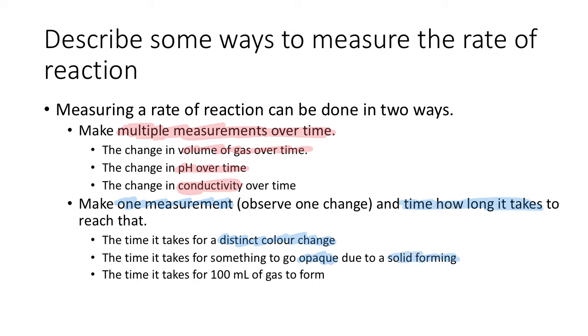And you can even say, okay, let's find out how long it takes for something to be produced or some certain value to change, like the 100 mils of gas. If you're producing gas, instead of measuring it at 20 seconds, 30 seconds, 40 seconds, you could just say, let's see how long it takes to get to 40 mils or 100 mils of gas to form. Then you just watch it as it produces gas, and when it's made 100, that's how long it took, and then you can compare that against other conditions. So those are the different ways to measure the rate of reaction: either measure it multiple times or just once.